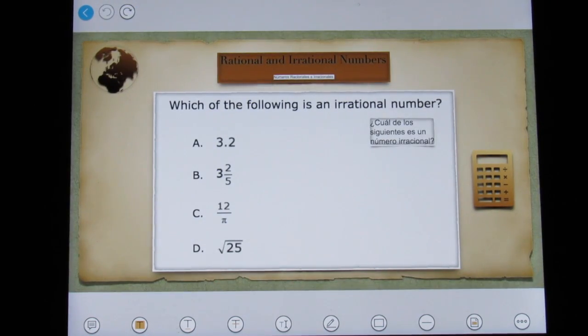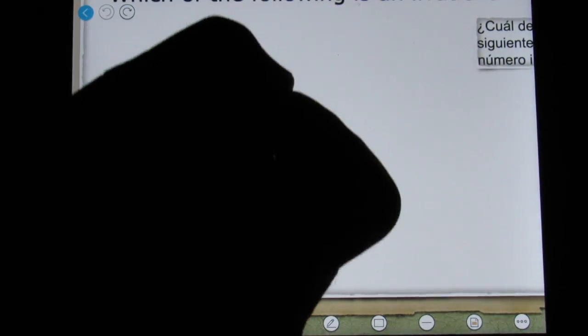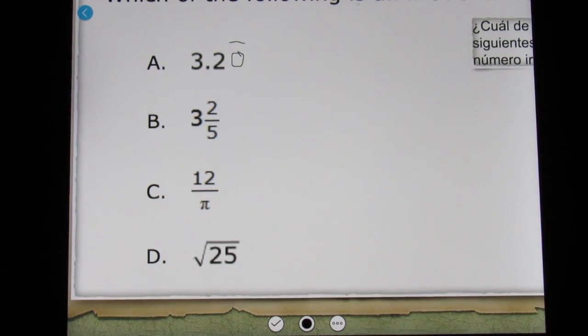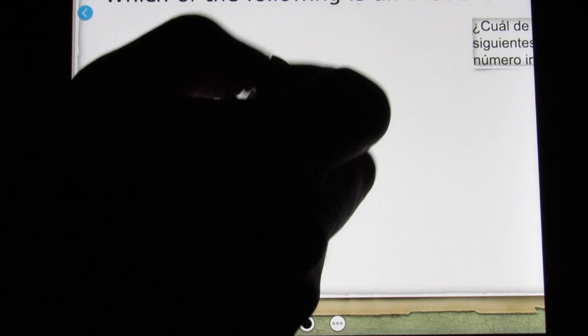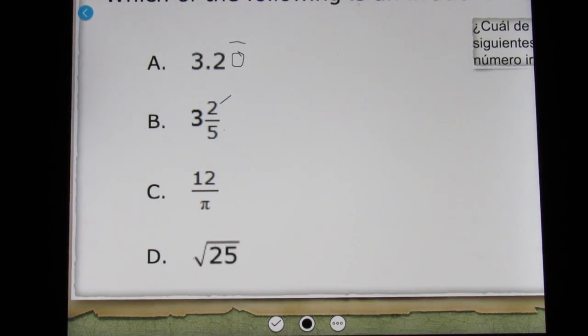Okay, so we're going to be asked questions like this. Which of the following is an irrational number? So we just go through all four choices and decide. This particular number would have a zero and repeats that zero forever. That's going to be rational. And in a fraction, anytime I see a rational number in both the numerator and the denominator, that's going to be rational as well. So I'm going to call the 2 rational, I'm going to call 5 rational, and I know that is a rational number.